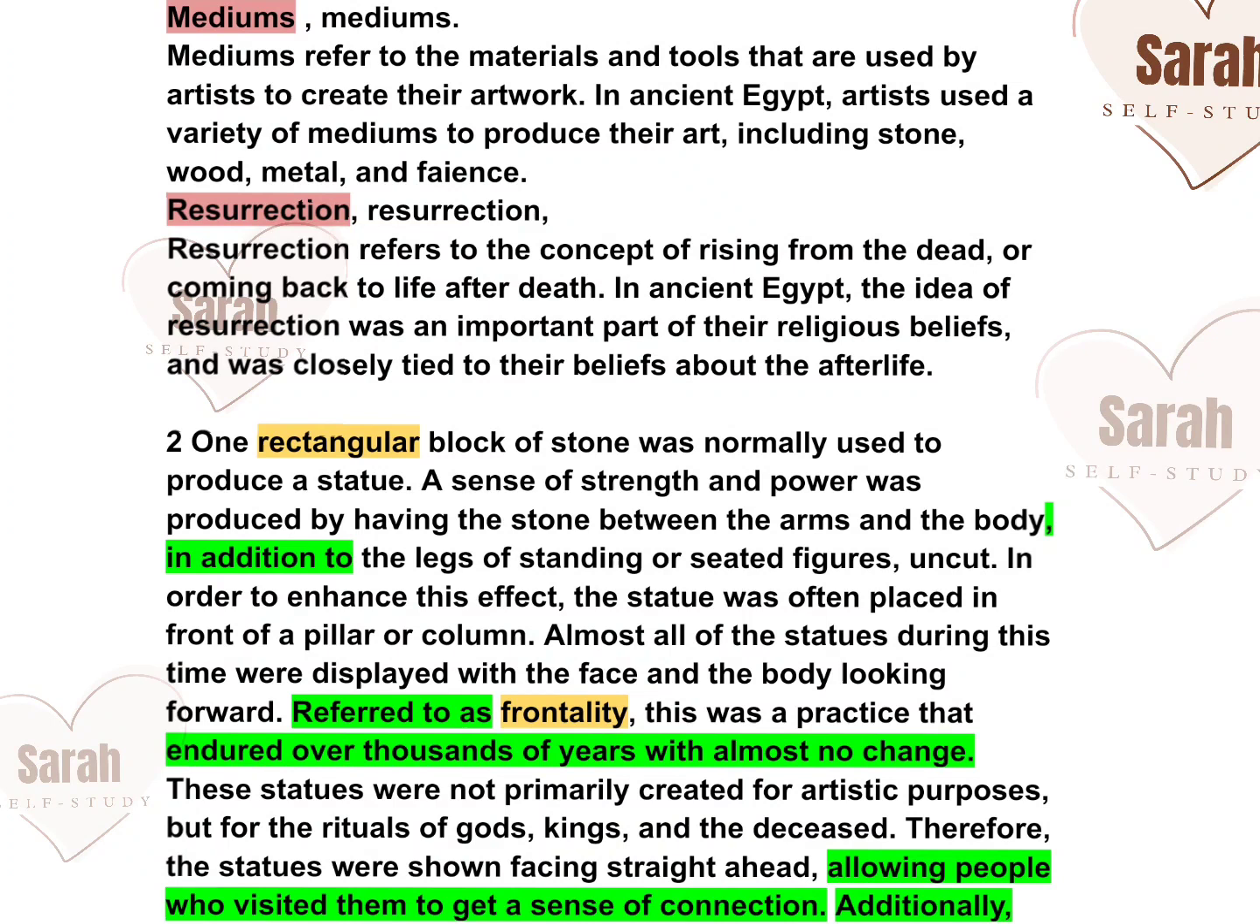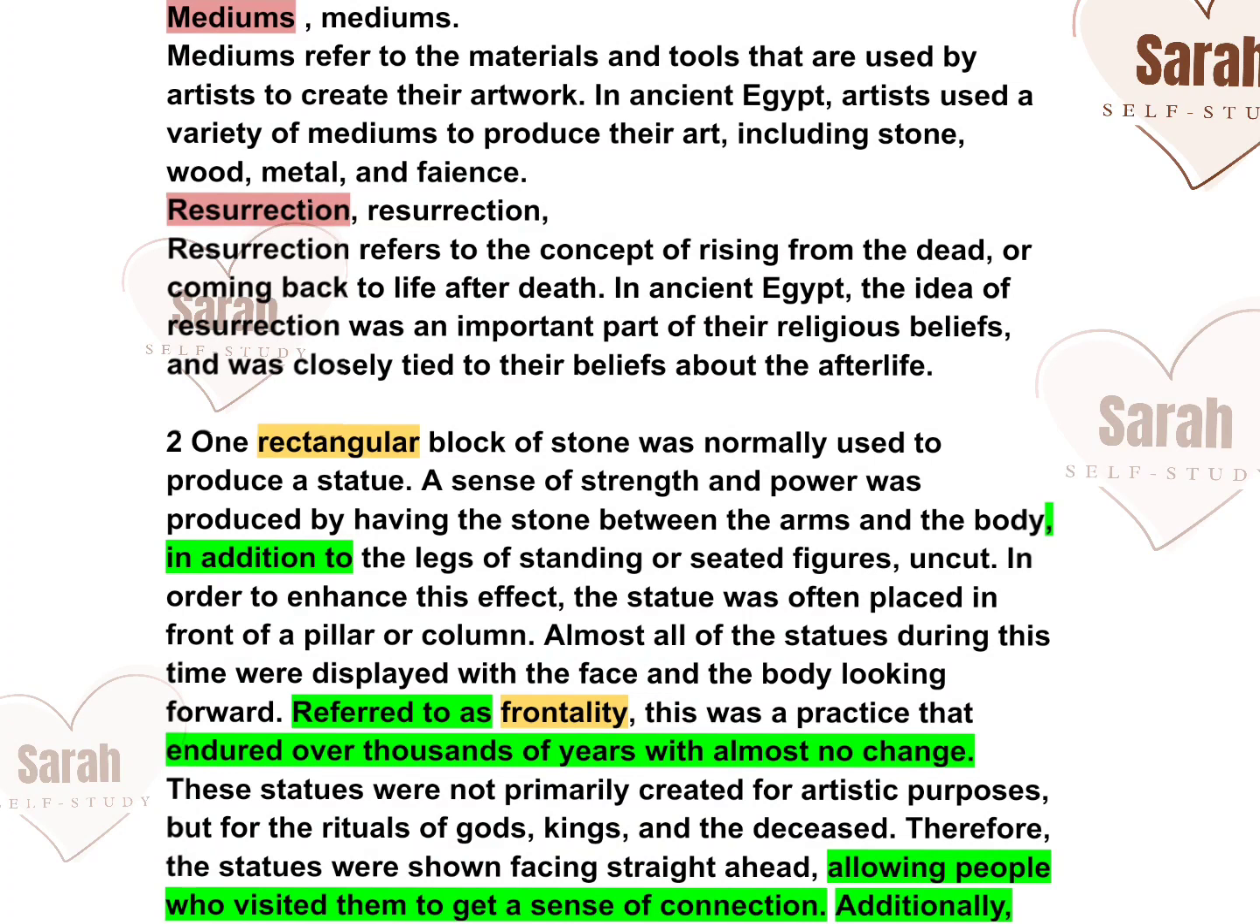Hey Sarah, don't forget to keep this vocabulary in your brain pocket. Mediums. Mediums refer to the materials and tools that are used by artists to create their artwork. In ancient Egypt, artists used a variety of mediums to produce their art, including stone, wood, metal, and faience.